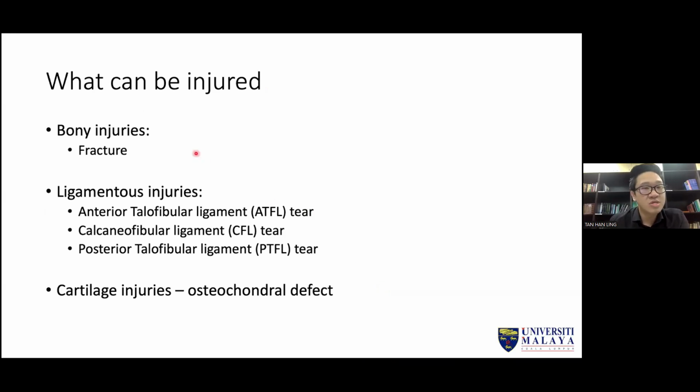One is the bony injuries, and what I mean is the fractures. Ligamentous injuries, for example, are the ligaments that I've shown before. So the ATFL stands for anterior talofibular ligament, CFL, the calcaneofibular ligament, and lastly, the PTFL, the posterior talofibular ligament. Of the three, the posterior talofibular ligament is the strongest. It's the least common to get injured compared to the first two. And last but not least, the cartilage injury, the osteochondral defect, which I'll show in an example later on.